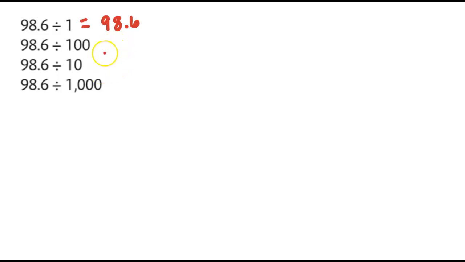Well, what do we know that 100 is if we think of it as a power of 10? It's really 10 to the second, right? Because it's got 2 zeros. So this tells me that I've got to move my decimal 2 places to the left. So if I have 98.6 and I go 2 places to the left, 1, 2, I know that my quotient is 0.986, or 986 thousandths.